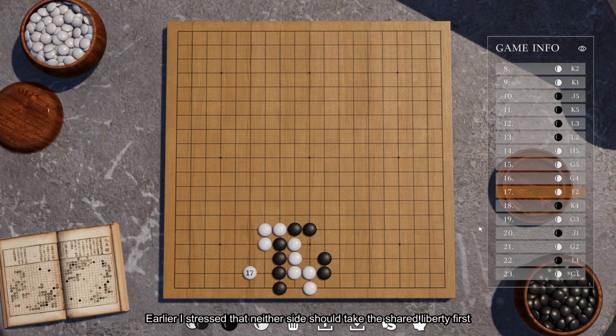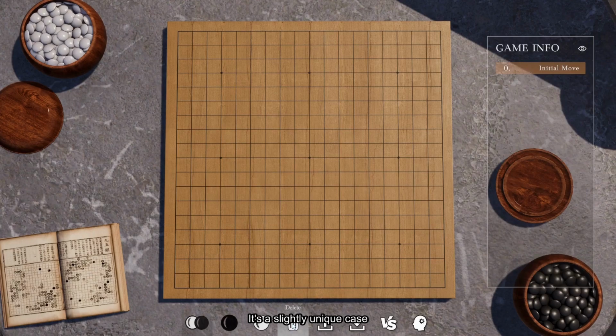Earlier, I stressed that neither side should take the shared liberty first, and we must always take external liberties first before shared liberties. However, in actual games, there is a special situation regarding this shared liberty, where one side can take it but the other side cannot. It is a slightly unique case. Let me show you another example.